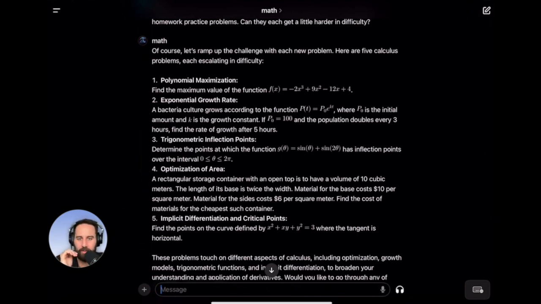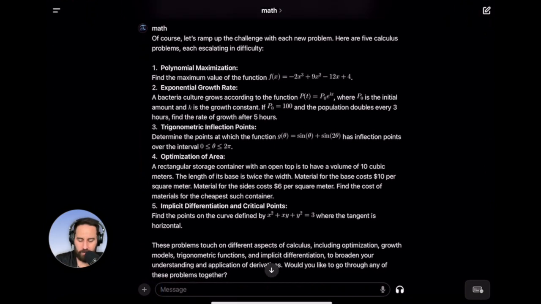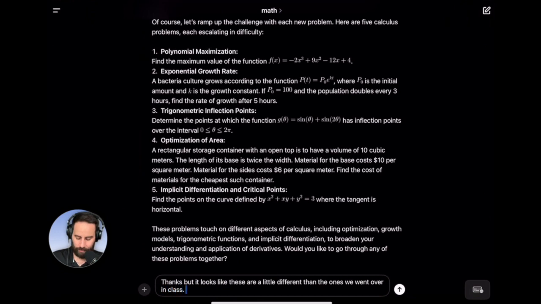But this one will give you different practice problems, and it can vary the levels in difficulty. You can ask for it to be difficult, and as you read here, polynomial maximization, exponential growth rate. So as it says, e to the power. If you don't have trigonometry, you can say, thanks, but it looks like these are a little different than the ones we went over in class.